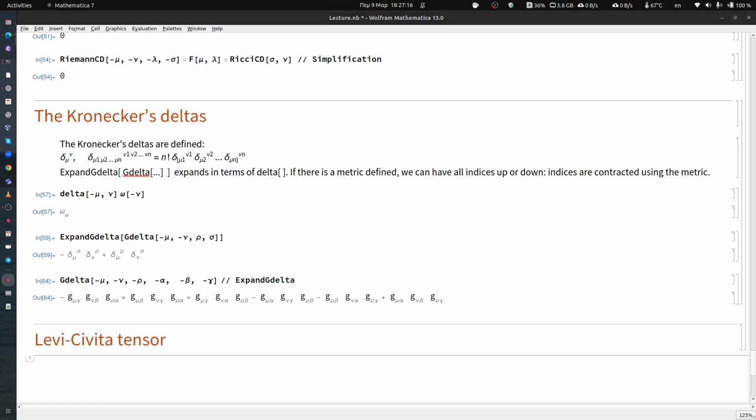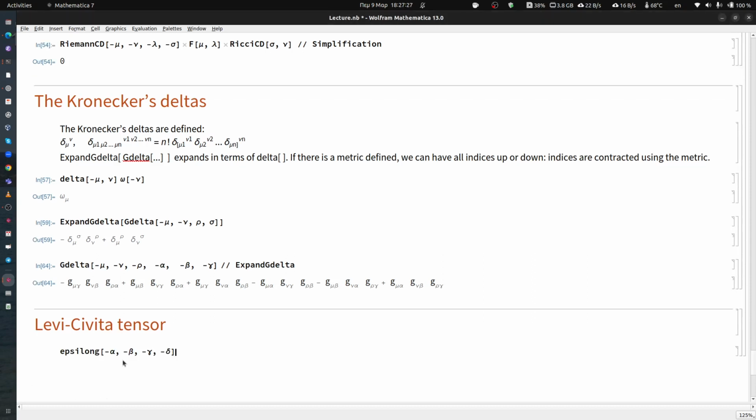Now, let's look at the Levi-Civita tensor. So it has 4 indices. And you see how it is printed, what is its output form: it has a real epsilon, and then the name of the metric, G, is attached to it. So if you change this name, this will change as well, and you see the indices here, alpha, beta, gamma, and delta, that appear downstairs.